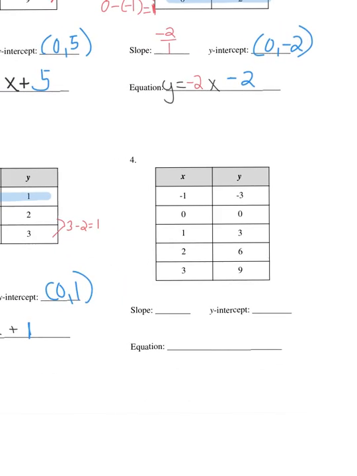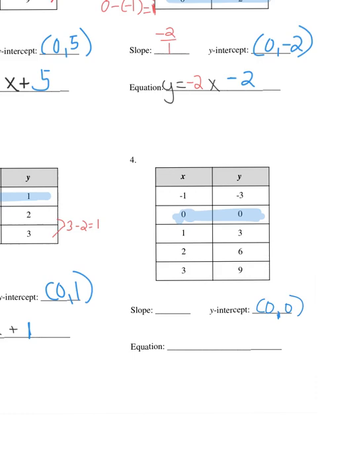This one looks a little bit different just because it's a larger table, but you're still doing the exact same thing. Doesn't matter. First I'm going to find my y-intercept when x is 0. So x is 0 right here, and my y is 0. So my intercept is (0, 0), and that's totally fine. That just means the line crosses the y-axis at the origin, (0, 0).